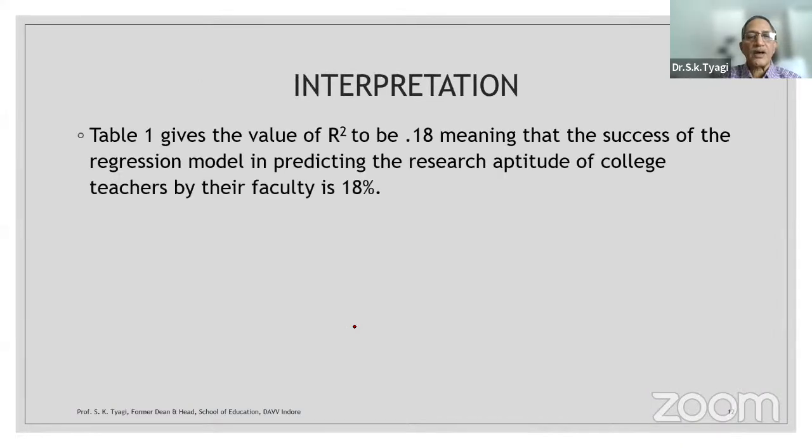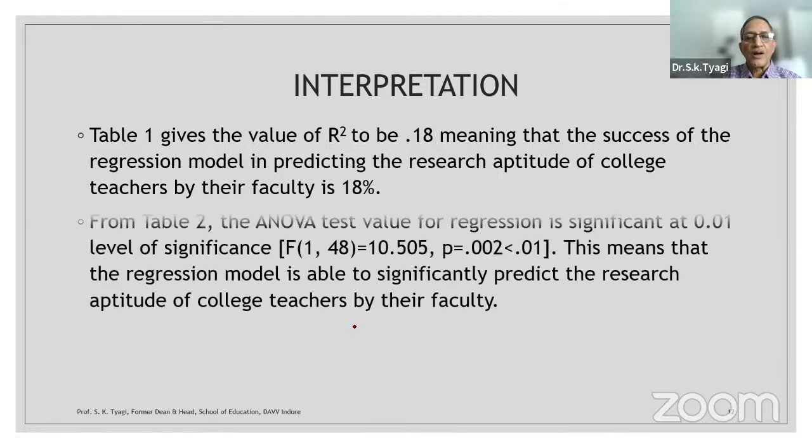Now let us see. Table 1 gives the value of R square to be 0.18, meaning that the success of the regression model in predicting the research aptitude of college teachers by their faculty is 18%. From table 2, the ANOVA test value for regression is significant at the 0.01 level of significance. F with degrees of freedom 148 is 10.505, p is 0.002, which is less than the alpha level of 0.01. This means the regression model is able to significantly predict the research aptitude of college teachers by their faculty.